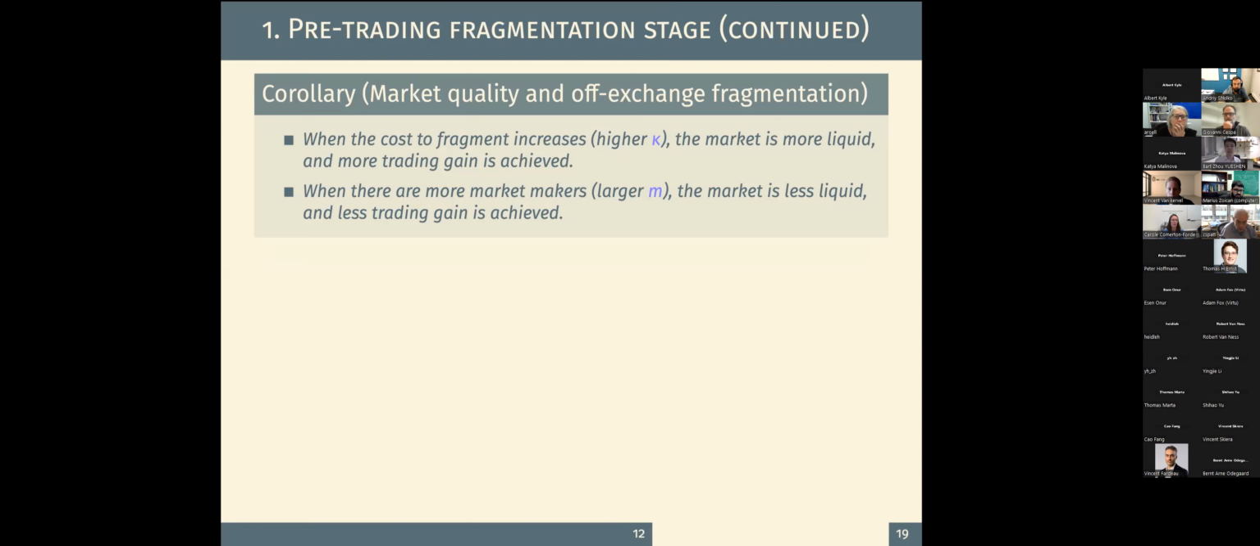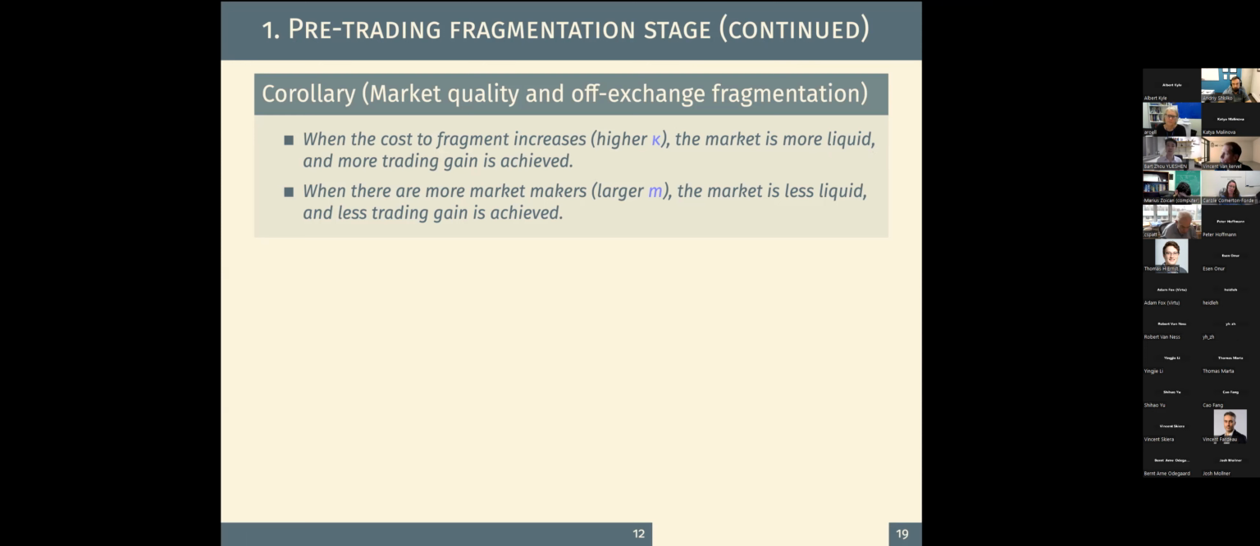One is that if you increase the cost to fragment, so this higher kappa, for example, if the PFOF becomes more costly by regulation or by the market power of the brokers, which we don't really model, suppose that cost increases exogenously, then the market is actually more liquid. What's the intuition? That's because the market makers have trouble now acquiring orders off exchange. So they cannot fragment the orders anymore, and the market actually becomes more liquid because of that.